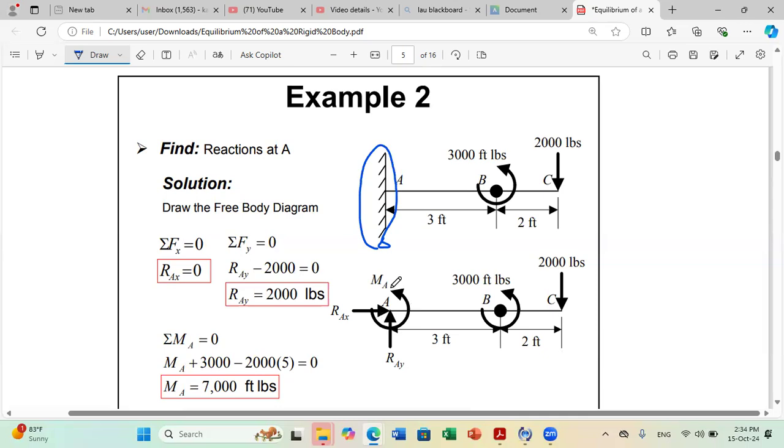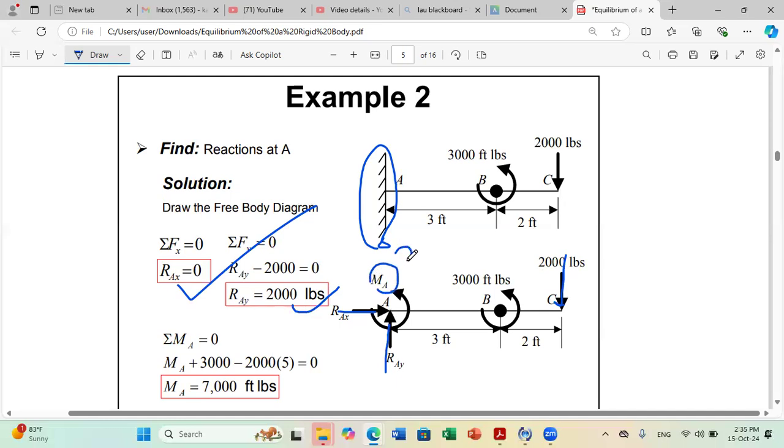Here, you can start with sum of x equals 0. You have only RAX, so you deduce that RAX is 0. Second equation, sum of y equals 0. You have only RAY and minus 2000 equal to 0. So you solve for RAY equals 2000. Finally, you have to solve for your couple moment MA.